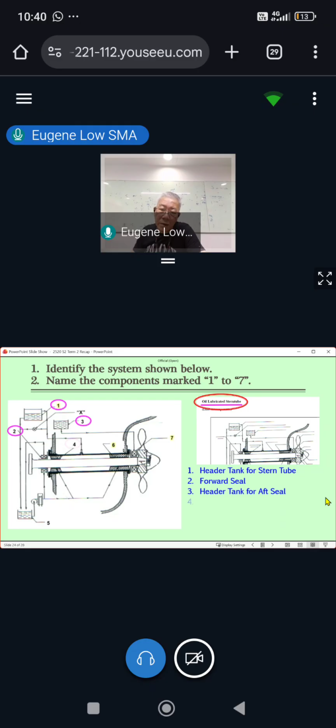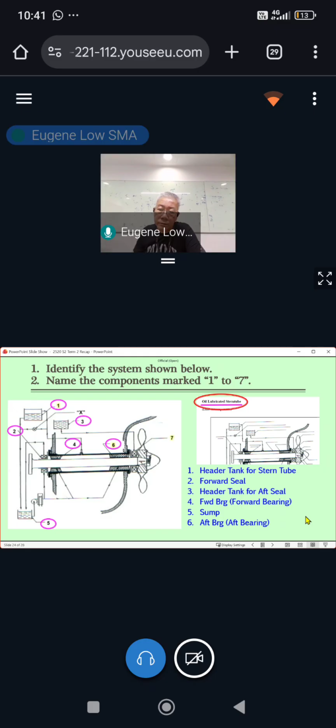Okay, forward bearing, the bearing at the forward end. Of course, the propeller is at the aft end, so this is the forward end. So forward bearing. If this is the forward bearing, number 6 must be the aft bearing. But let's answer number 5 first. That's a sump or oil sump. Aft bearing, yes. Bearing you can spell B-R-G. Don't spell B-G, just spell B-R-G. That's the shortest you can get for bearing. I've done that in your quiz as well. Most of you got it right in the quiz.